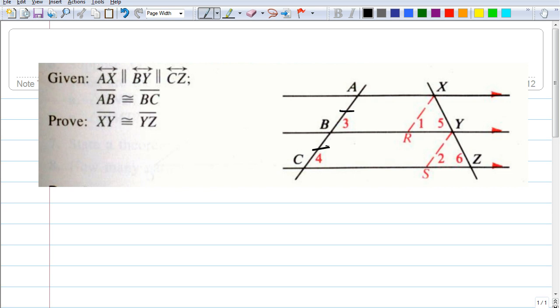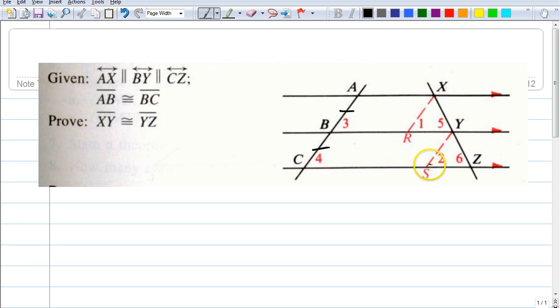Now, in order to prove this, anybody see what we could do? John? Prove that the triangles are congruent. Yeah, if I could show that these two triangles, XRY is congruent to YSZ, I'm done. Correct? So I want you to take a moment and see how you could do this. But let me give you a hint. We're going to use XR and YS as auxiliary lines.